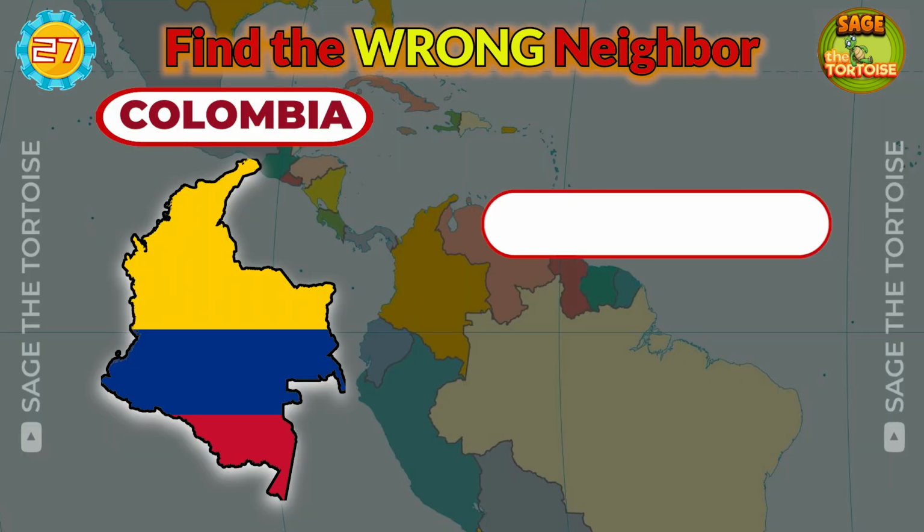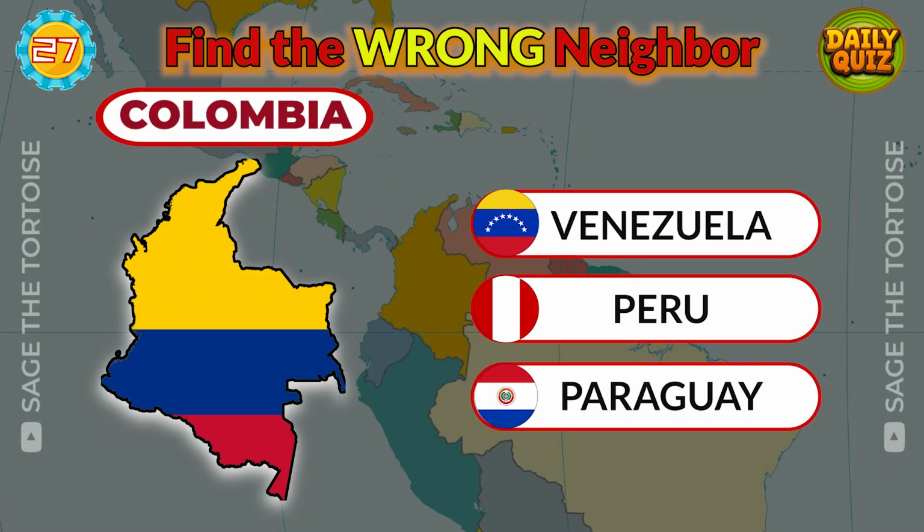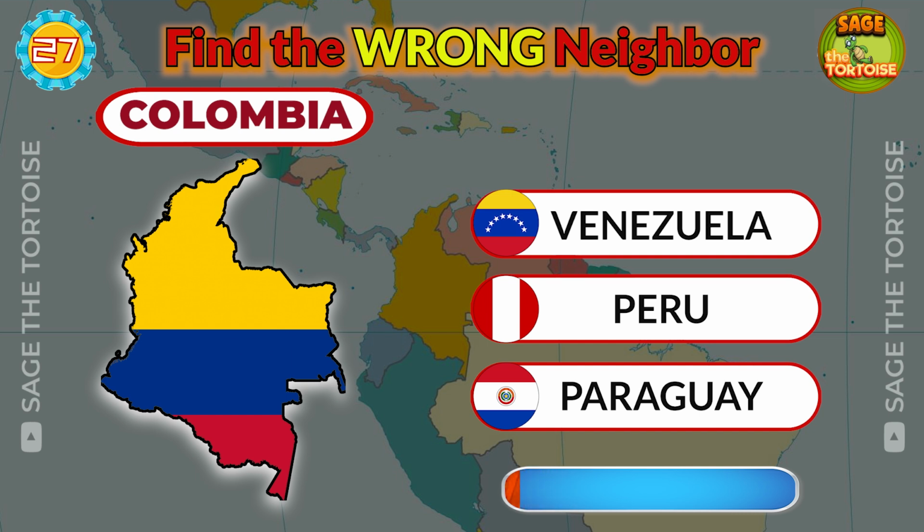Colombia borders Venezuela, Peru, and Paraguay. Which one is wrong? The answer is Paraguay.